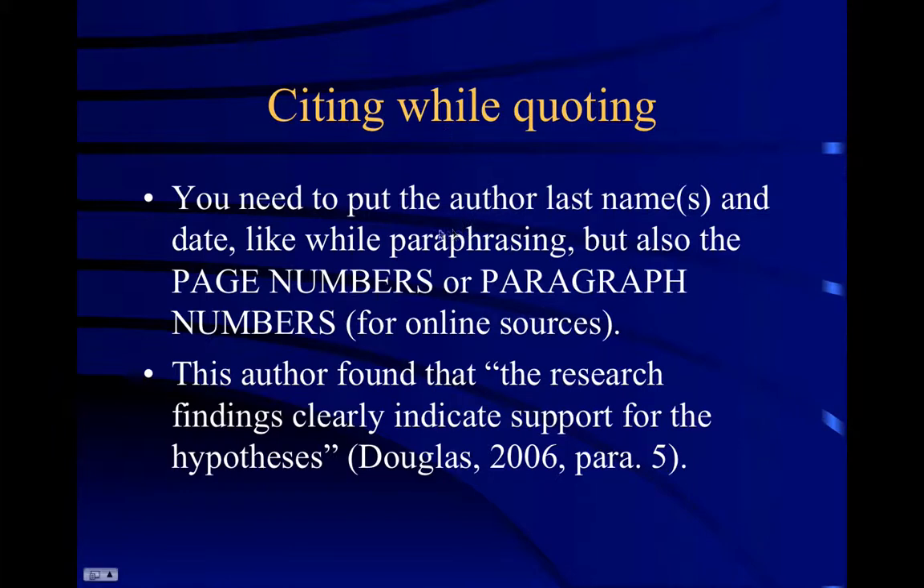What about quoting? You need to put the author's last names and the date, like you do when paraphrasing or when you're summarizing, but also the page numbers or paragraph numbers. A lot of times for online sources there are no page numbers, so you need to put the paragraph number. Such as, this author found that, quote, "the research findings clearly indicate support for the hypothesis" (Douglas, 2006, paragraph 5). Notice the period comes after the parentheses. That's for any time that you are using the parentheses, you need to put the period afterwards.